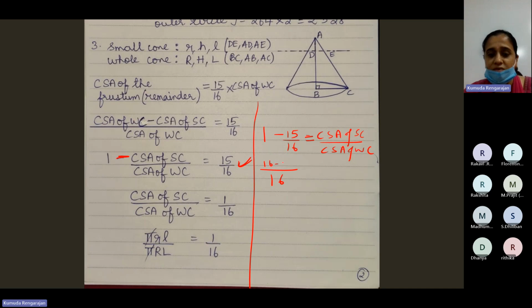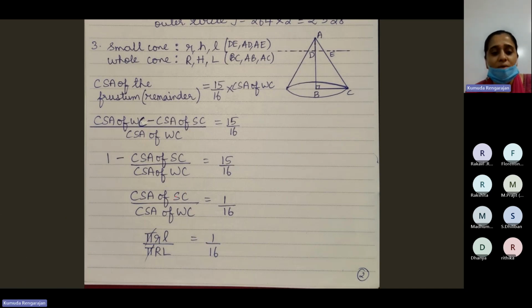So you get 16 minus 15, so you get 1 by 16. So CSA of small cone by CSA of whole cone is equal to 1 by 16. Please show those steps in the middle. Okay.